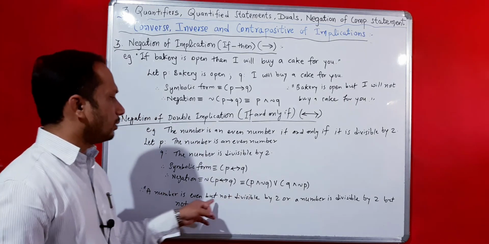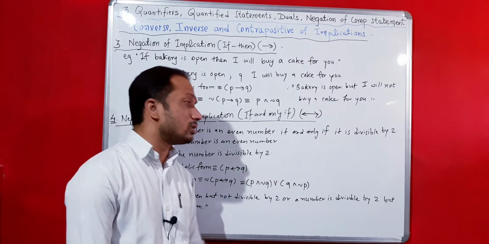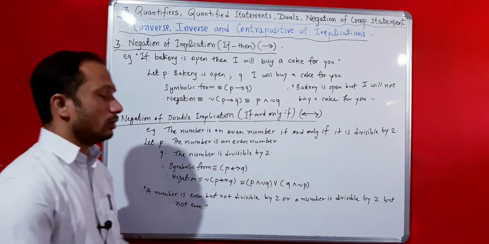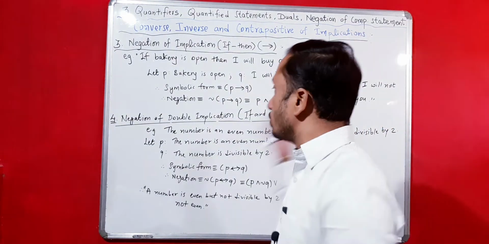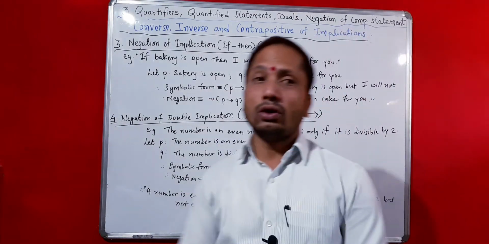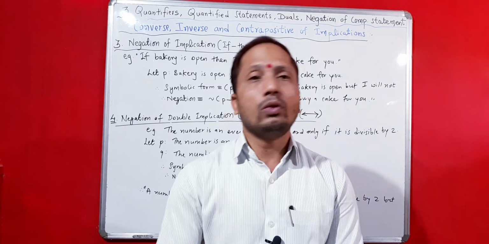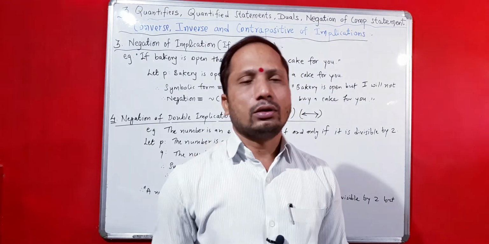So a number is even but not divisible by 2, or a number is divisible by 2 but not even. It is the required negative statement, or negation of the double implication. So this is the negation for implication and double implication, and now we'll discuss the remaining part of this topic.